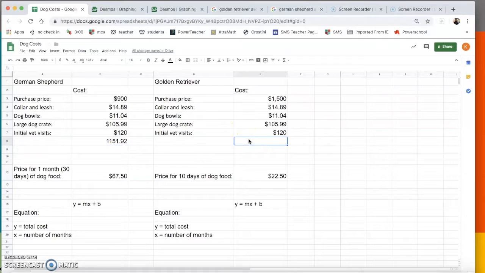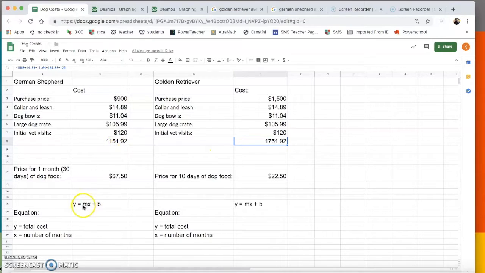I'm going to do the same thing over here. What do we start with when we write an equation in a spreadsheet? We start with an equal sign, and I'm going to type in now the $1,500 for the purchase price of the dog, $14.89 for the collar and leash, $11.04 for the dog bowls, and I have an addition sign in between each one of these prices. And then last, the $120 for the initial vet visits. And that comes out to be a total of $1,751.92 for the Golden Retriever upfront costs.